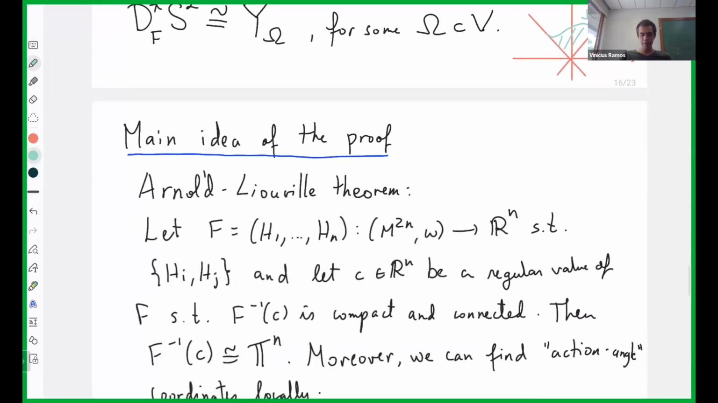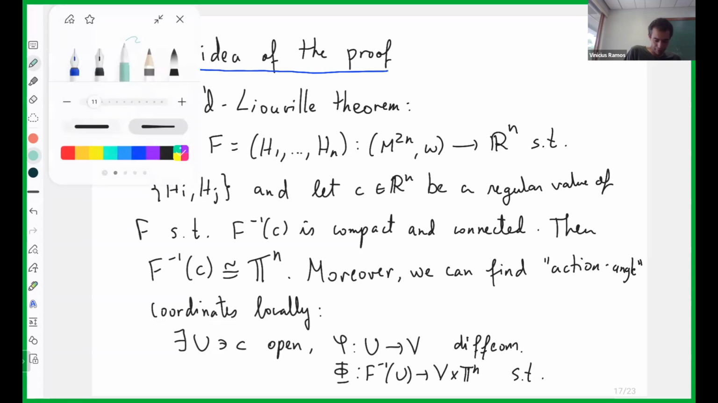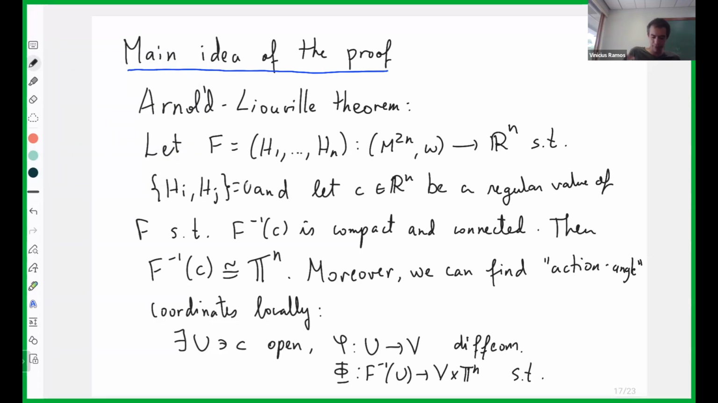Okay, so let me go to the proofs. The main idea of the proof is to use the Arnold-Liouville theorem. The Arnold-Liouville theorem is a very classical theorem, appearing in Arnold's famous book. Somehow it's not used that much by symplectic topologists, but I use it a lot. I like it a lot, and it's been very useful to find these toric domains in disguise. So this is what it says. If you have an integrable system, so if you have basically n Hamiltonians which Poisson commute, I forgot to write, so the Poisson bracket is 0.